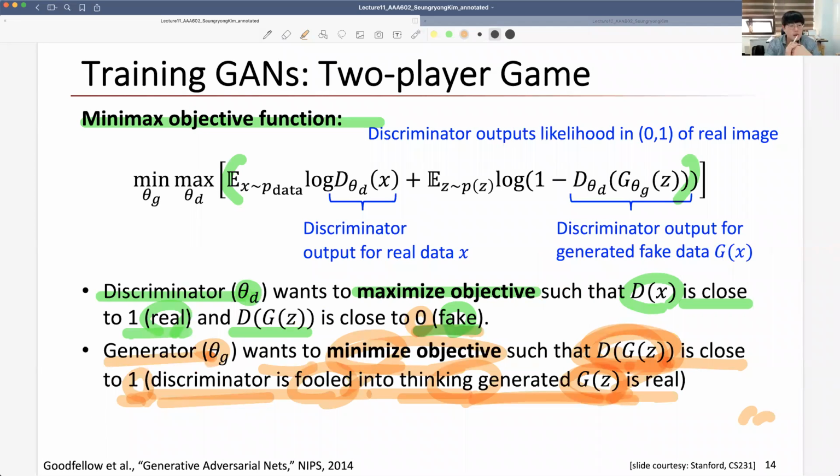To summarize, the discriminator wants to maximize the objective such that D of x is close to 1 and D of G of z is close to 0 for the fake case. The generator wants to minimize the objective such that the generated output is close to 1, which means the discriminator is fooled into thinking the generated G of z is real. So this is the main objective function.